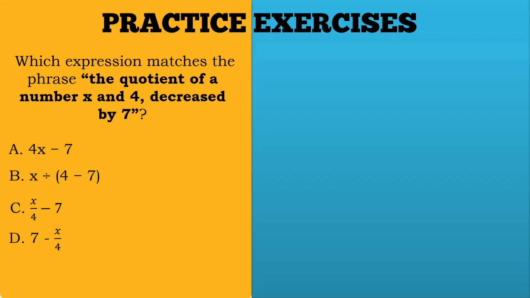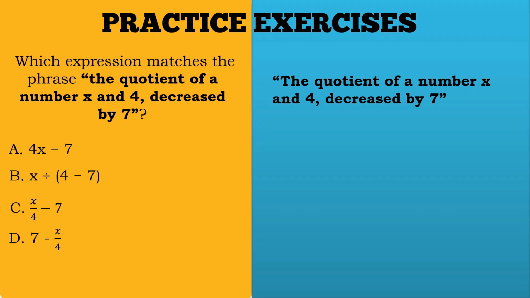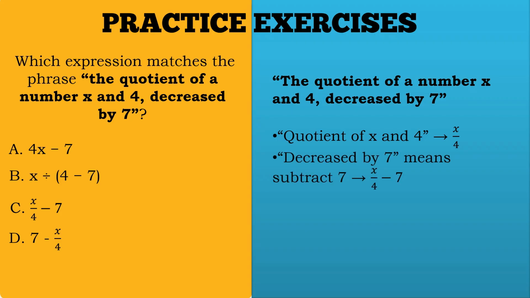Alright, let's translate this mathematical statement into mathematical symbol. The quotient of a number x and 4 decrease by 7. So, quotient of x and 4 means x divided by 4. Decrease by 7 means subtract 7. So we have x divided by 4 minus 7. Therefore, the answer is letter C.